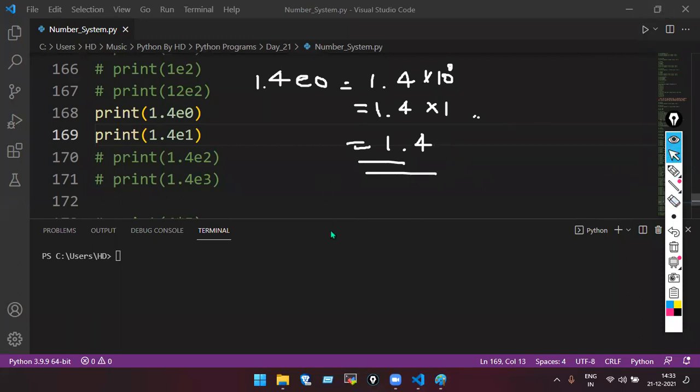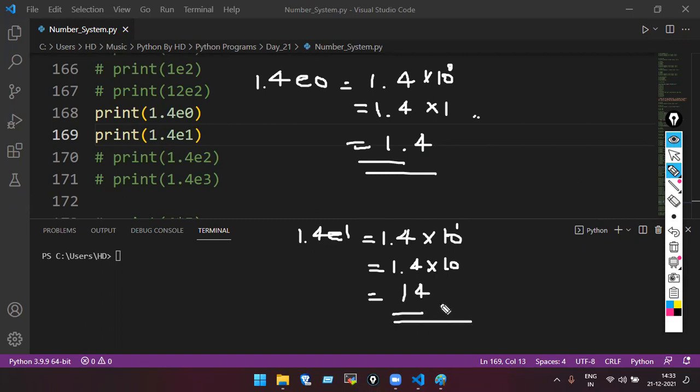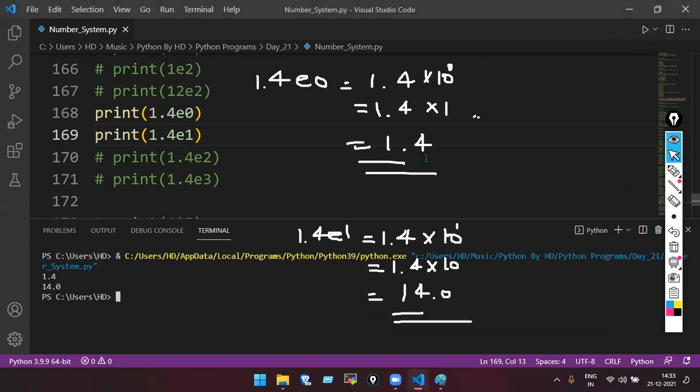So let us run the code and check once. And the answer below also we will try. So below is what there? 1.4e1. Means 1.4 into 10 to the power of 1. How much is it? 1.4 into 10. How much will it be? 14. And here you get the answer in terms of float. So 14.0. So this should be our answer. Let us run the code once. Yes, 1.4. Next answer there? 14.0.